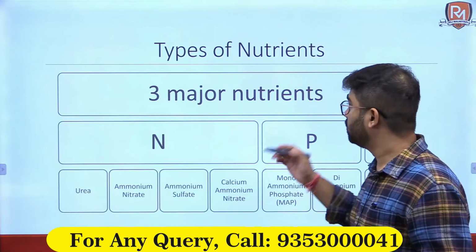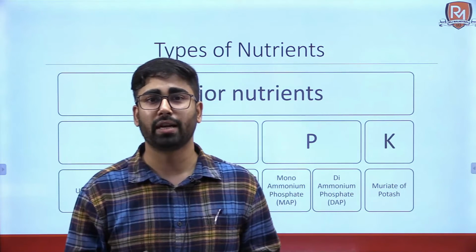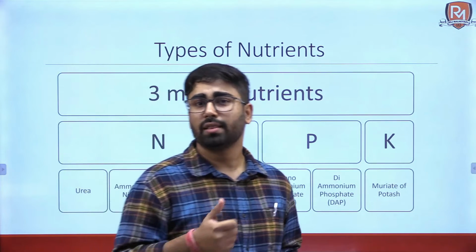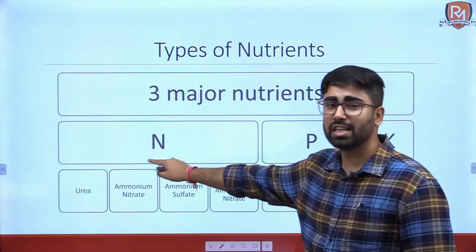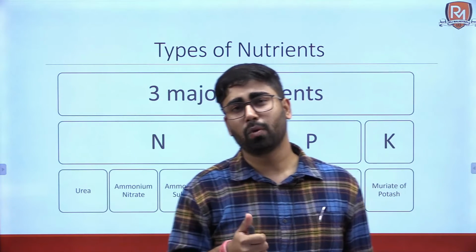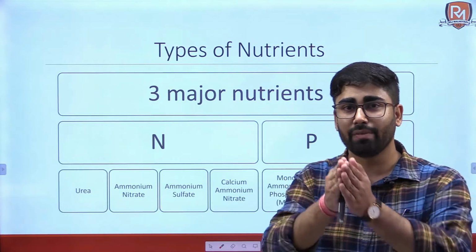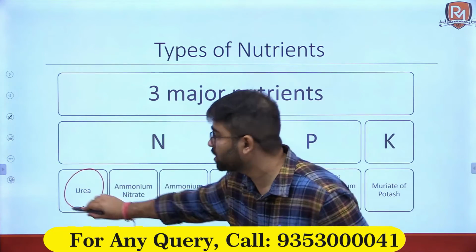Okay? The growing of crops needs major types of nutrients. There are three major types of nutrients. The first is nitrogen, the second is phosphorus, and the third is potassium. Okay? The nitrogen is provided by urea, by ammonium nitrate, by ammonium sulfate. There are various kinds of nitrogenous fertilizers, out of which urea is the most famous one.